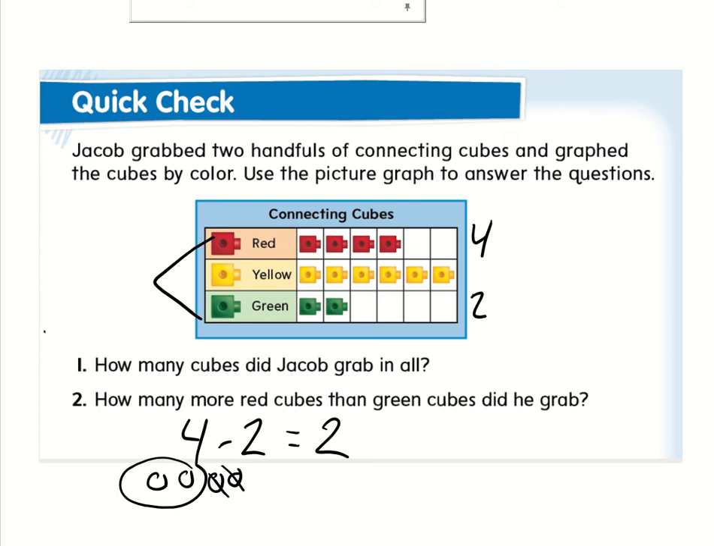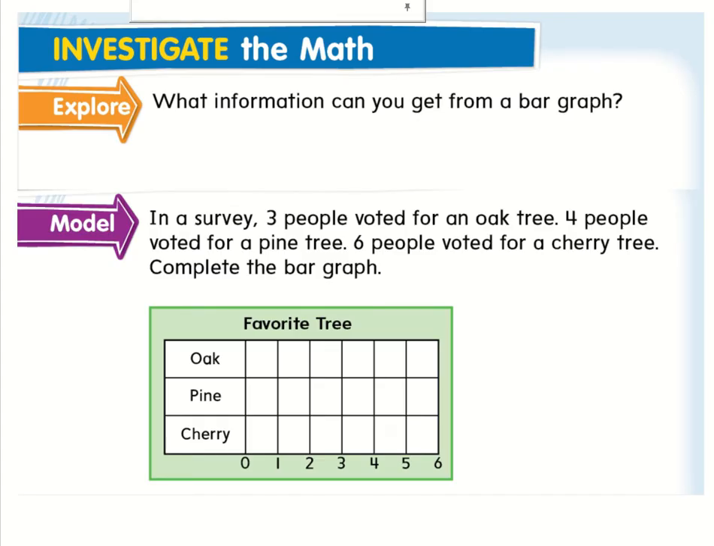One other way that you can do this is if your stuff matches up with your picture, you can always just cross out these 2 on the bottom to cancel those and see how many more are left up top. Alright, so boys and girls, let's get into our bar graphs. So, first thing we have to do is ask what information we can get from this bar graph? In a survey, 3 people voted for an oak tree, 4 people voted for a pine tree, and 6 people voted for a cherry tree.